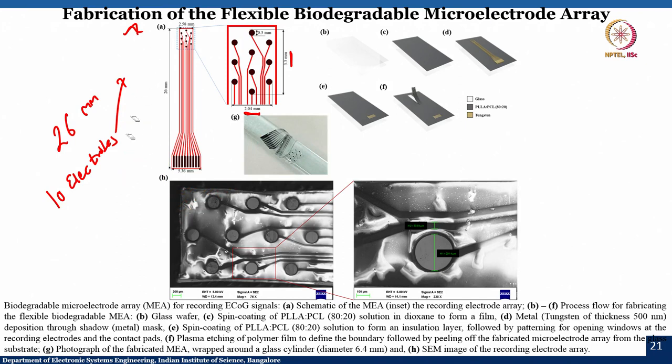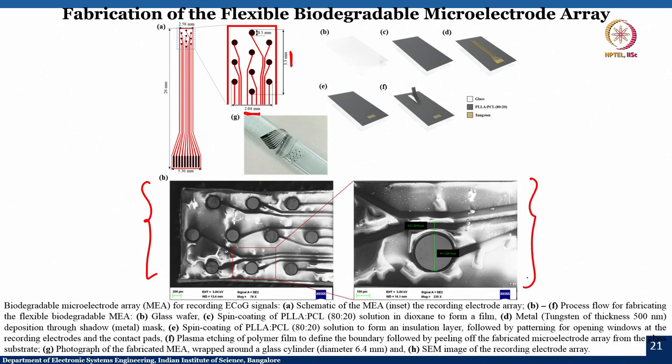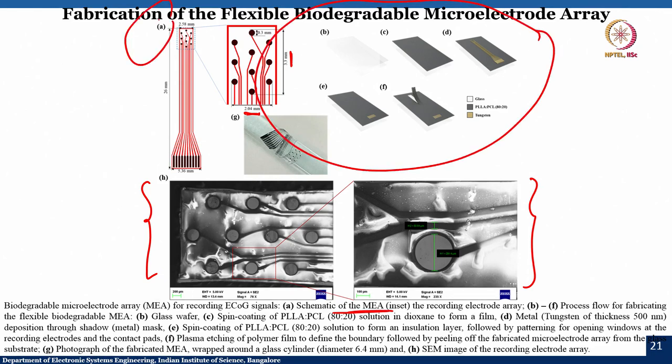Now let us understand how we can fabricate this device, but before that, let us also see the images that we obtain from the SEM. These are SEM images, scanning electron microscopy. Biodegradable material MEA for recording ECoG, schematic of MEA which is in the inset, process flow for fabricating the biodegradable material which is this process flow here, right. A is the schematic of the MEA, and B to H is the process flow.